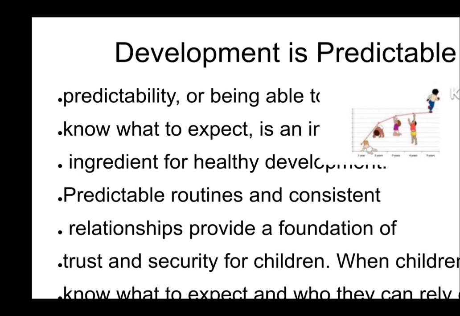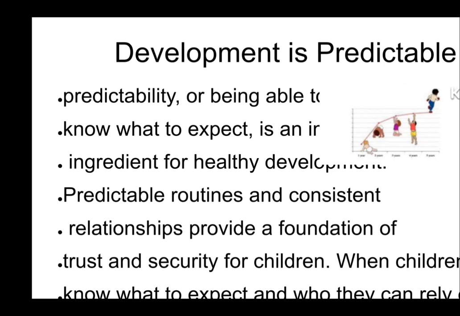Then next is development is predictable. Predictability, or being able to know what to expect, is an important ingredient for healthy development. Predictable routines and consistent relationships provide a foundation of trust and security for children. When children know what to expect and who they can rely on, they have the confidence to explore the world around them and develop new skills. So when the child's developing process is going on, only then can we predict how the child can develop.